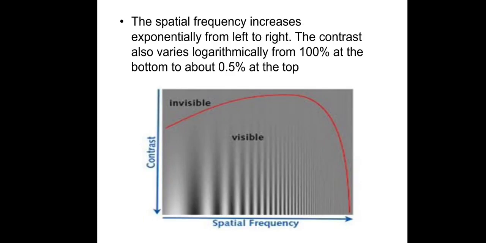So as you can see in the image, this is the spatial frequency of an image. You can see the black and white strips, and as it goes from left to right, the strips are getting narrow in size. So this is the contrast level, from invisible to visible surface.